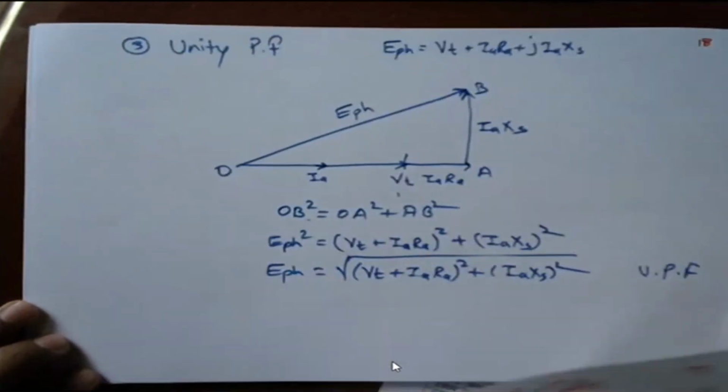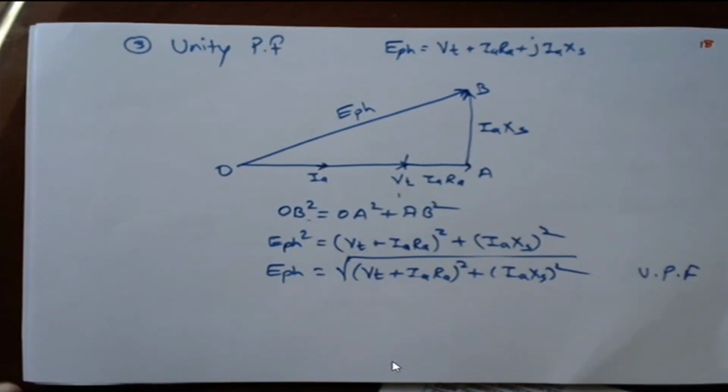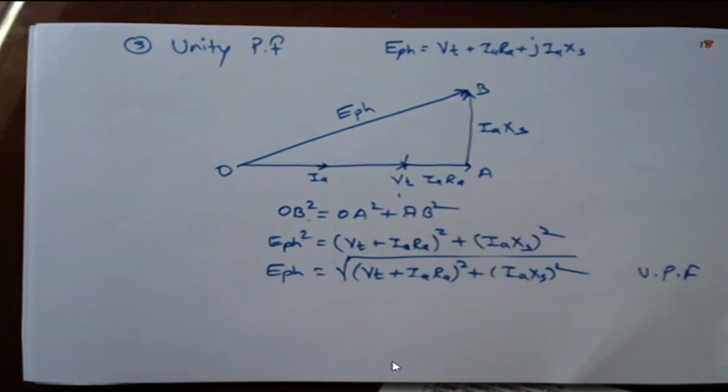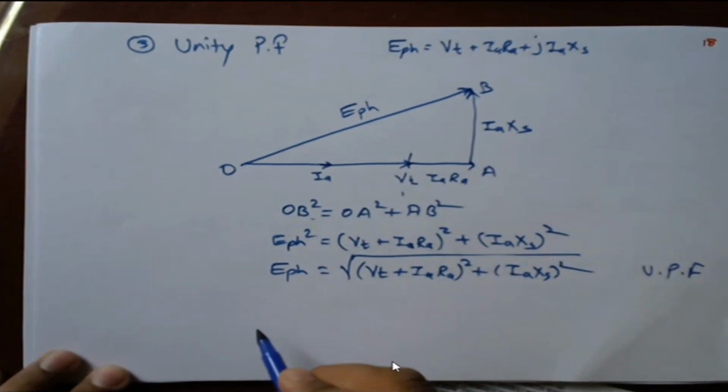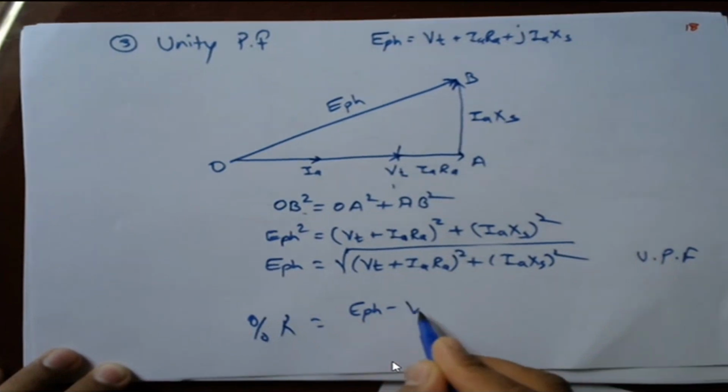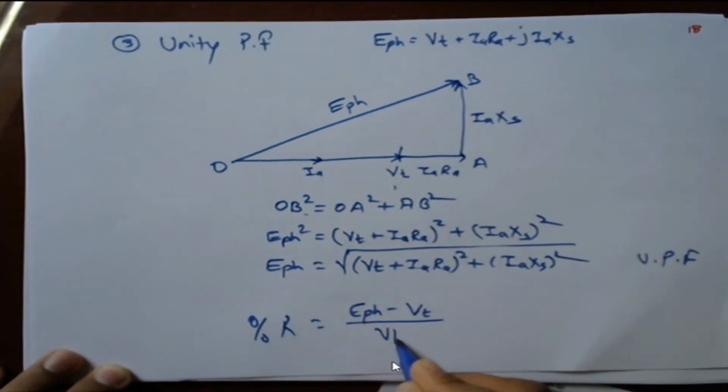In the same way, for a unity power factor load in which the current and voltage are in phase, we get the equation for EOC or EPH as the square root of (Vt plus IRA) square plus (IXS) whole square. So once we get EPH, and if we have measured Vt, we can find out the voltage regulation. Percentage voltage regulation is nothing but EPH minus Vt upon Vt into 100.